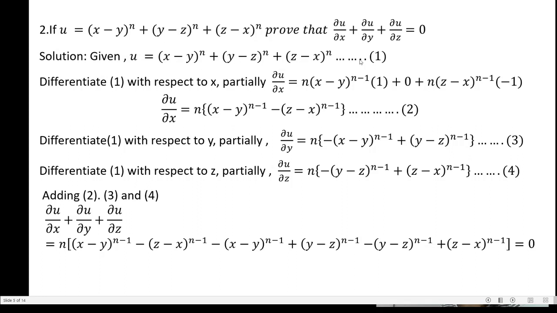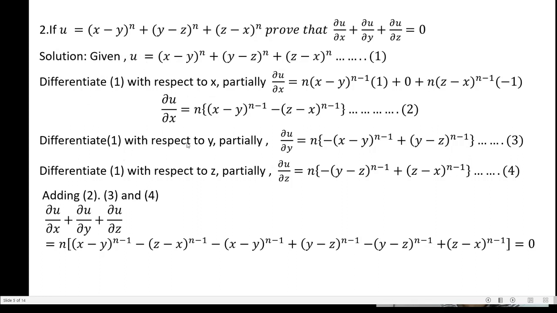Therefore 0, plus here the x term is there, therefore n into (z minus x) to the power of n minus 1 into (z minus x) derivative, which is minus 1. 0 minus 1 is minus 1. Therefore, take n as common here: n into [(x minus y) to the power of n minus 1, minus (z minus x) to the power of n minus 1]. This is del u by del x.